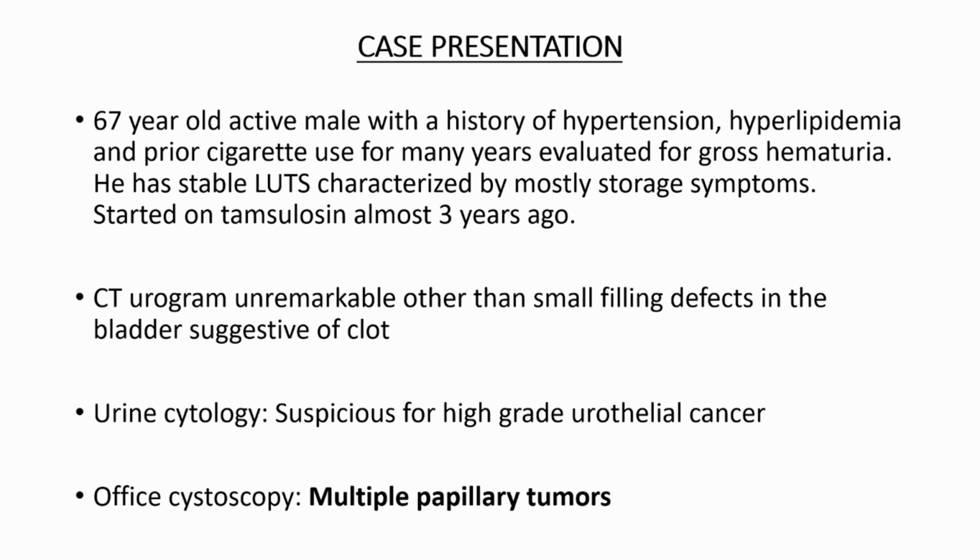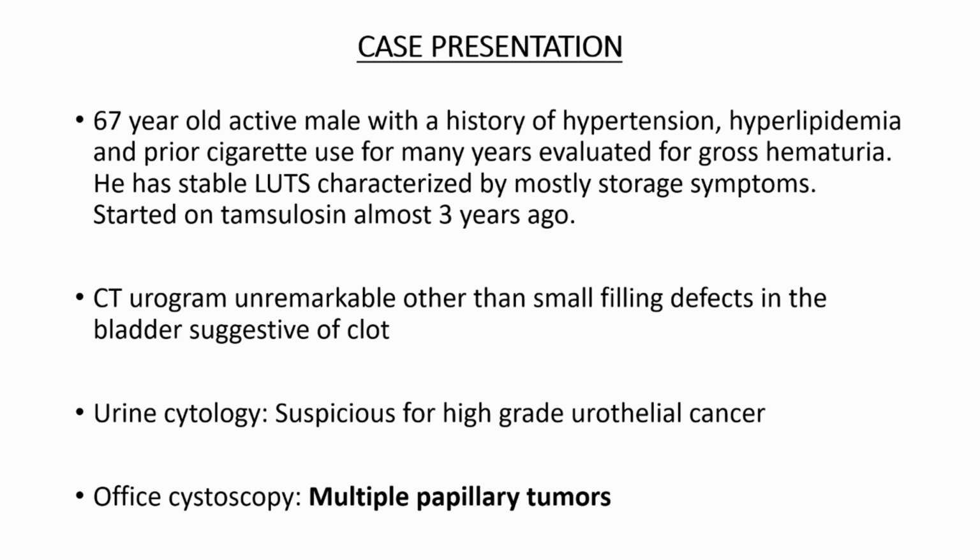Okay, so common history in a bladder cancer patient. 67-year-old male, hypertension, hyperlipidemia, prior cigarette use for many years, evaluated for gross hematuria. He has stable lower urinary tract symptoms characterized by mostly storage symptoms. He's been on tamsulosin therapy for 3 years. CT urogram was done for the gross hematuria workup. Several filling defects in the bladder. Radiology report suggests possible clot. Urine cytology was submitted, suspicious for high-grade urothelial cancer.